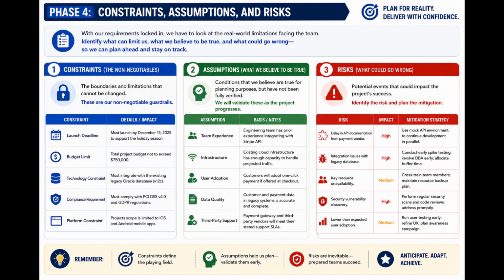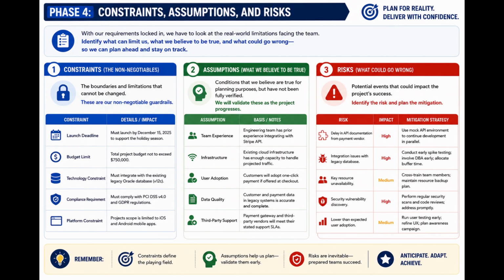Next is the fourth phase of our template running from the 6-minute mark to the 7.5-minute mark, focusing on the real-world limitations through constraints, assumptions, and risks. Constraints represent your non-negotiable boundaries like hard launch deadlines, strict budget limits, or legacy system dependencies, while assumptions cover things you believe to be true but have not fully verified yet.